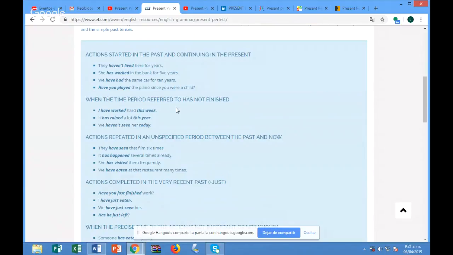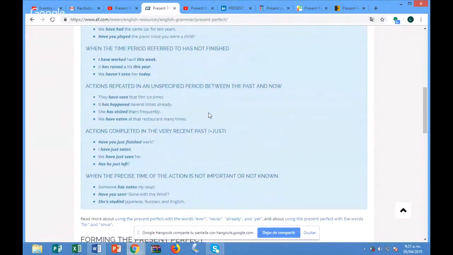When the time period referred to has not finished. I have worked hard this week. It has rained a lot this year. We haven't seen her today. So this is with time period, but it's not finished. For example, this week, this year, today. So the time still is the same.